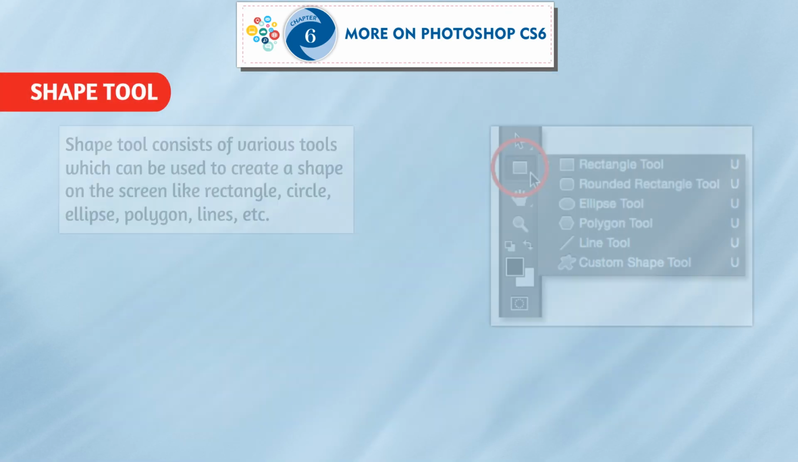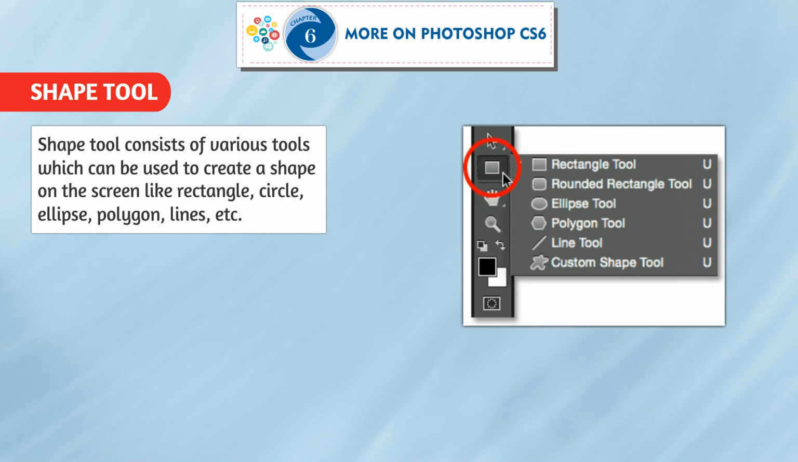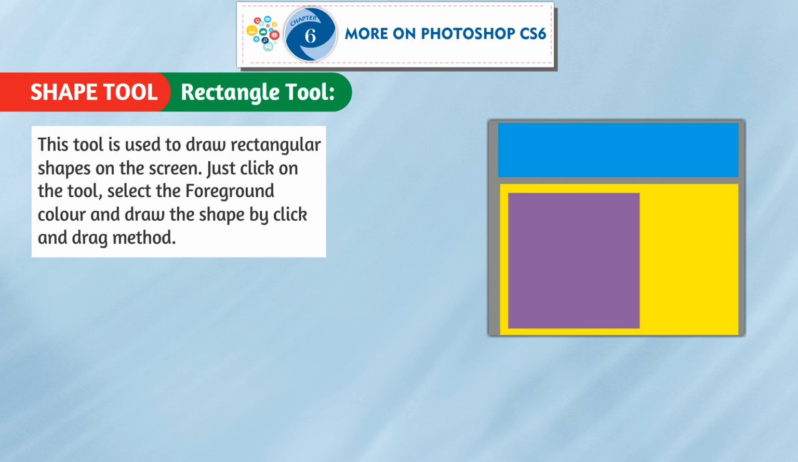Shape tool. Shape tool consists of various tools which can be used to create a shape on the screen like rectangle, circle, ellipse, polygon, lines, etc. Rectangle tool. This tool is used to draw rectangular shapes on the screen. Just click on the tool, select the foreground color and draw the shape by click and drag method.